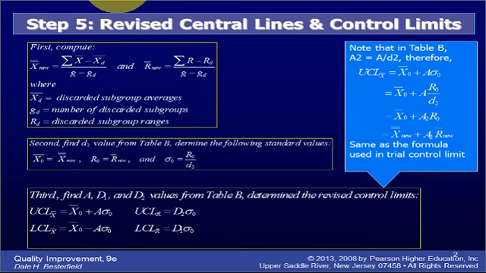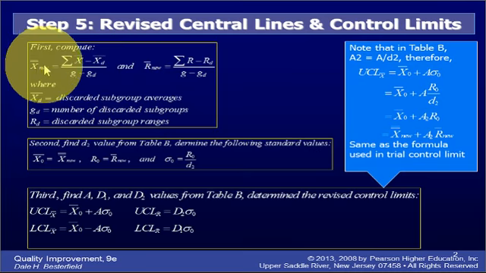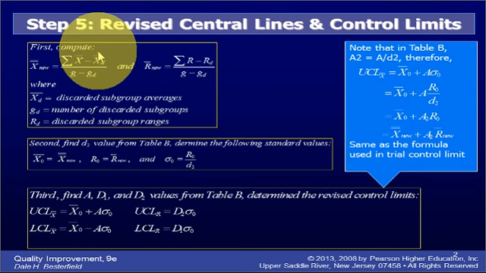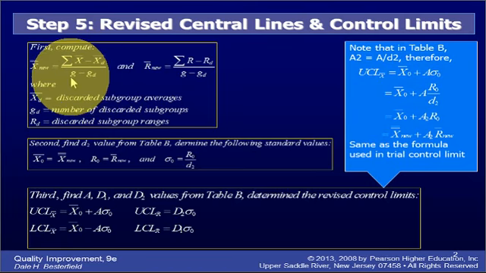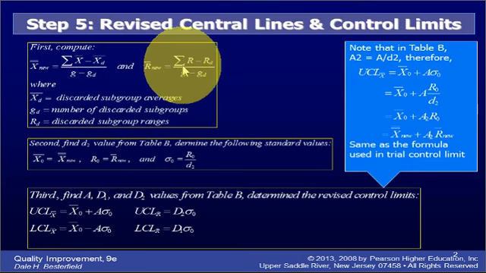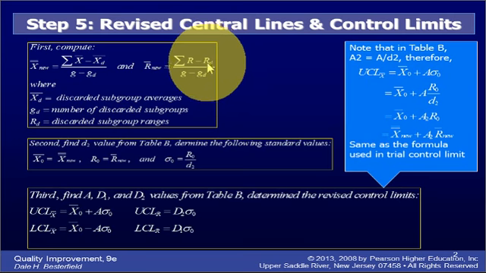So we have 3 steps to find the revised central lines and control limits. First, you need to update your X double bar and your R bar. In your numerator, you need to deduct the averages of the subgroups that have been discarded. And you also need to discard the number of these subgroups, right? So you have a smaller number of subgroups now. And similarly for the updated R bar, the R bar new, in the numerator you need to deduct the subgroup ranges that have been discarded, and then deduct the number of discarded subgroups here.